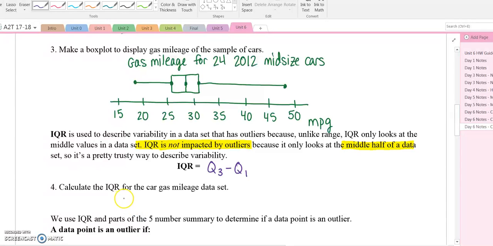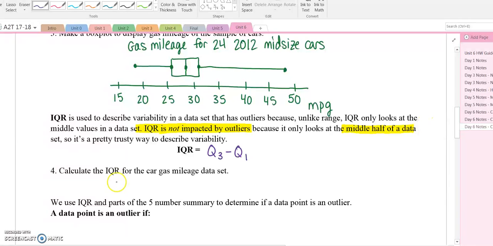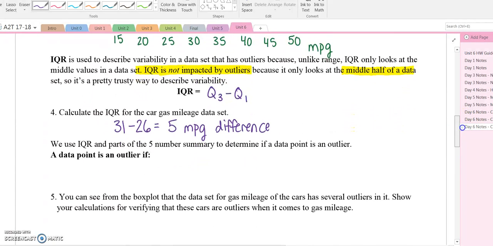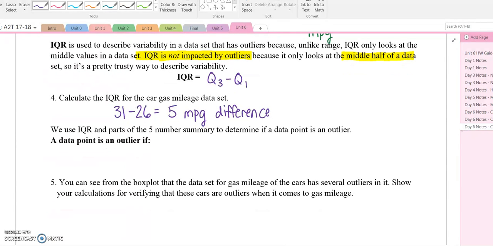So to calculate the IQR, I would do Q3 minus Q1 here. Let me scroll up. That would be 31 minus 26, which is equal to 5. So there's a 5 mile per gallon difference in the middle set of our data. Okay, and actually we use this number for more than just describing how far apart the data is. Like right now, because that IQR is 5, so small, that gives us a pretty good idea that most of the data is pretty close together. There are just a few numbers that make the range look like it's spread apart.